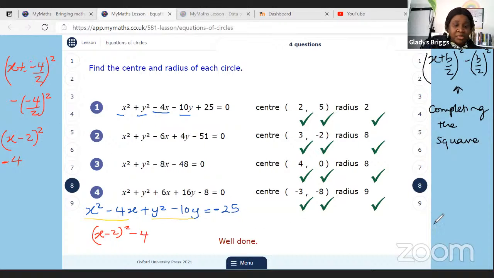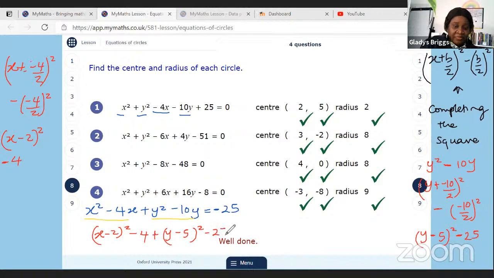Then we come into the y parts. We have y squared minus 10y. Okay, we want to use this formula on it. So then we'll have y plus negative 10 over 2 squared, minus negative 10 over 2 squared. Okay, so then you would have y minus 5 squared, minus negative 10 over 2 is negative 5, squared is 25, minus 25. Okay, so we write that here, plus y minus 5 squared minus 25.